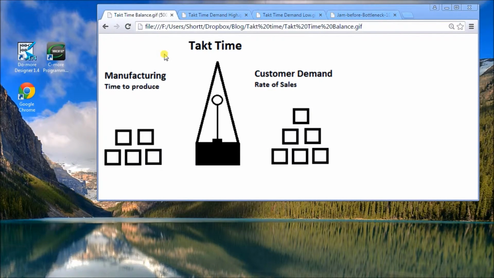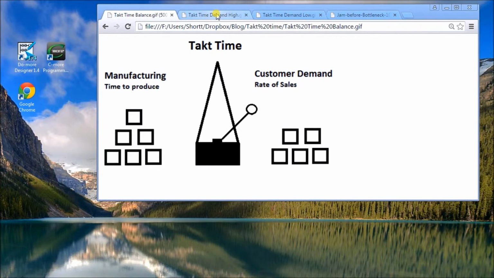What I'm showing on the screen here is my takt time, so your manufacturing time to produce and the customer demand rate. If your manufacturing rate is the same as your customer demand, you have a perfectly balanced load here. And you can see as the customer removes one, one is manufactured.